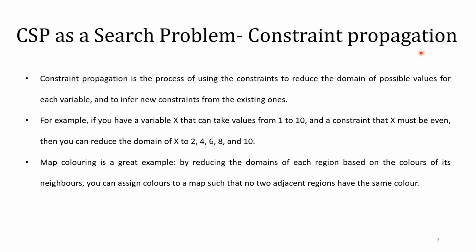And constraint propagation. This is the process of using the constraints to reduce the domain of possible values. For example, we have a variable x which takes values from 1 to 10, and we say a constraint: it must be even. So generally it reduces the domain of x to 2, 4, 6, 8, 10 instead of all the values from 1 to 10.